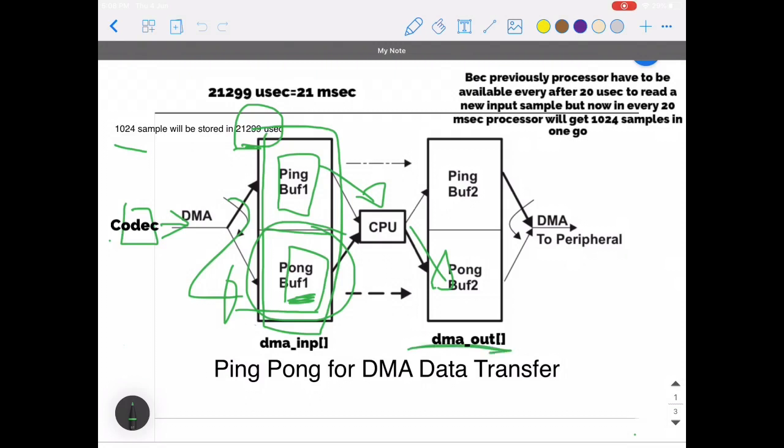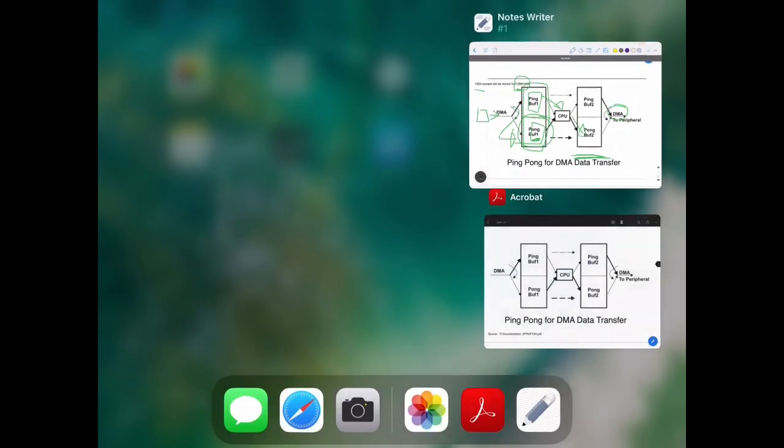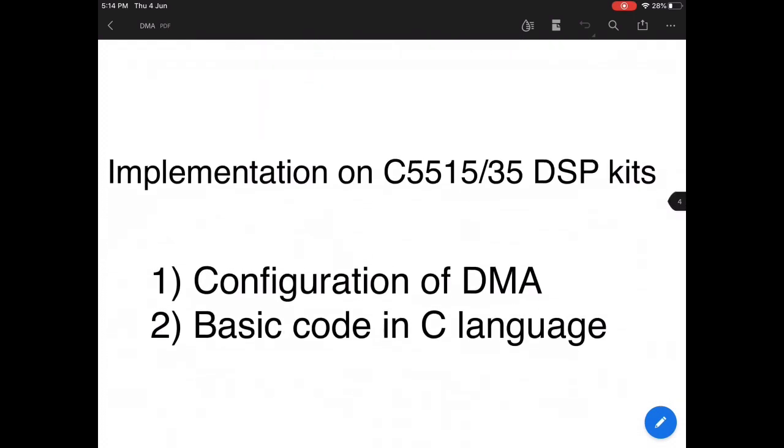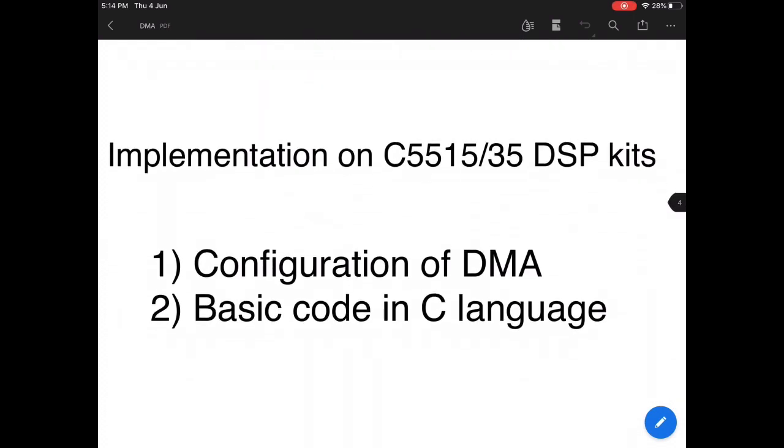Similarly at the output buffer, the DMA is also reading data from ping and pong alternately. So till now we have understood DMA functioning and how ping and pong are useful. This is a part of the next video module, in which we will see how DMA is implemented on the TMS320C5515 DSP kit.